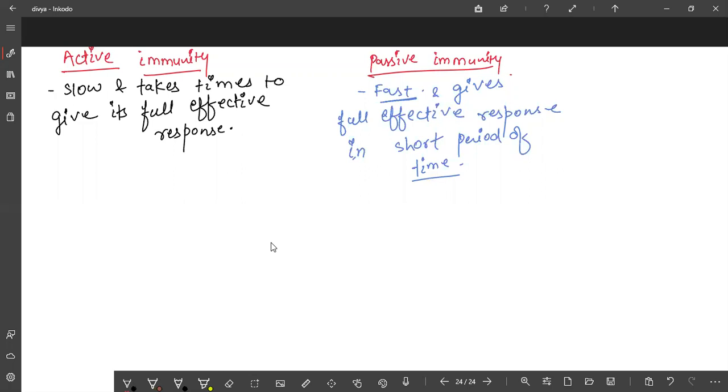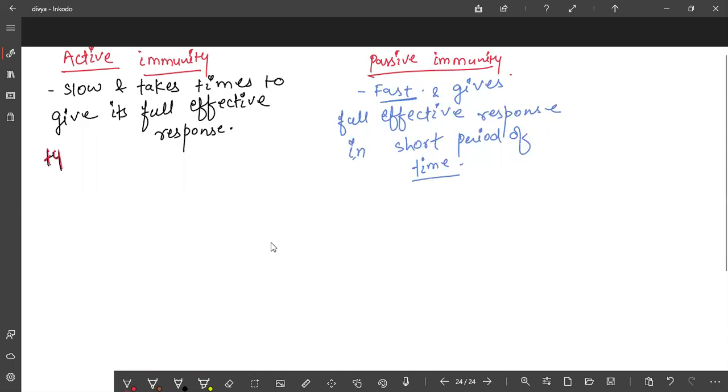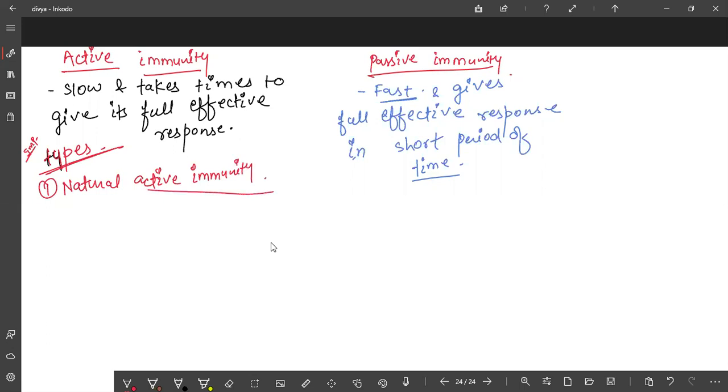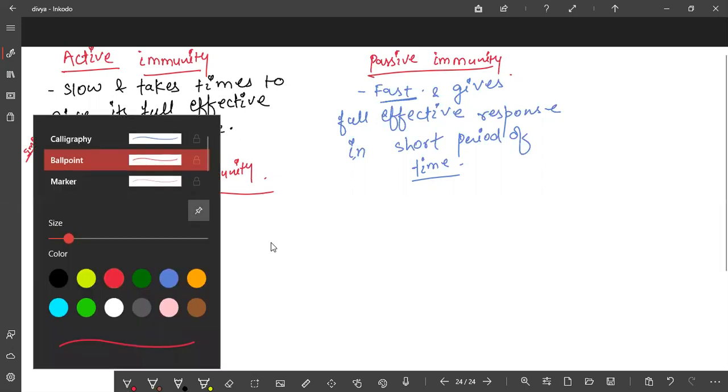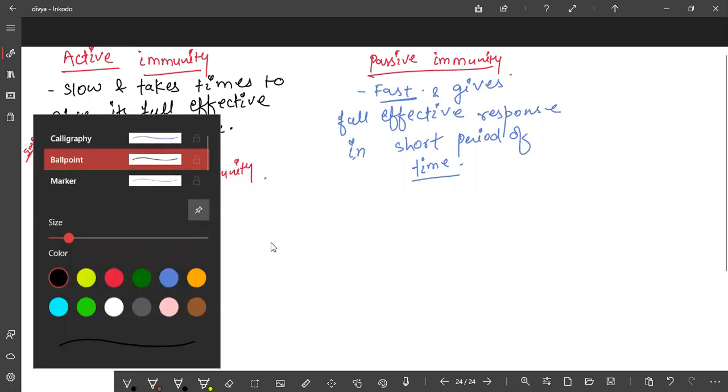So again, active immunity is classified into two types. If we discuss the types, there are two types of active immunity. One is called natural active immunity. This is very important for NEET. Questions are asked from this topic. Natural active immunity: how is it produced? Through the natural infection of microbes.